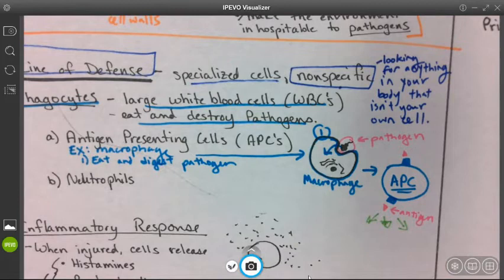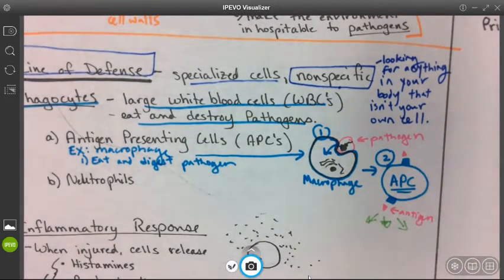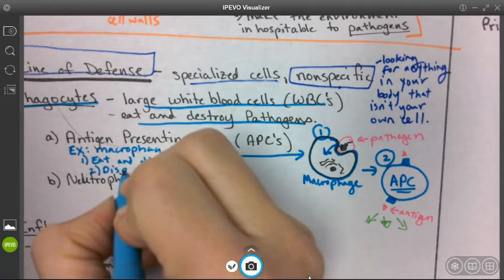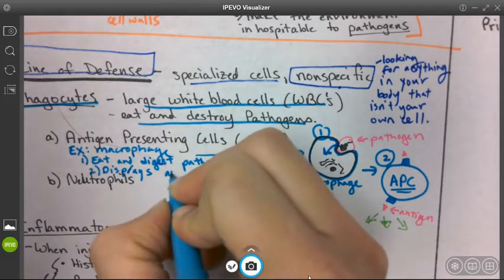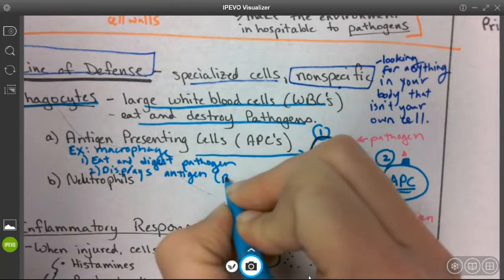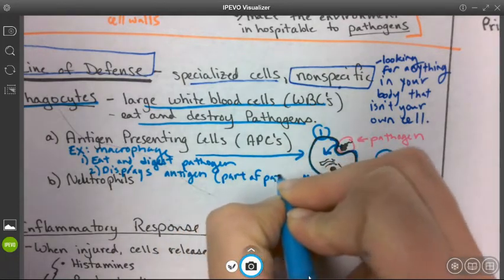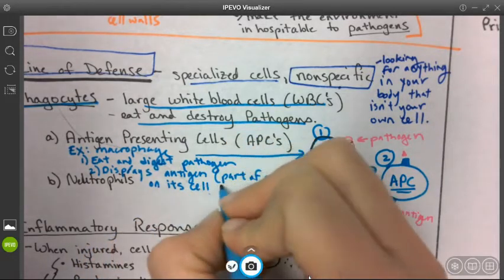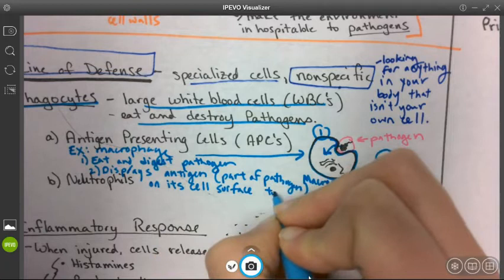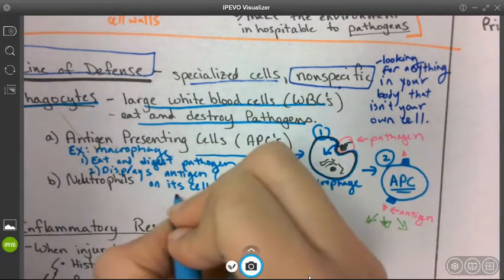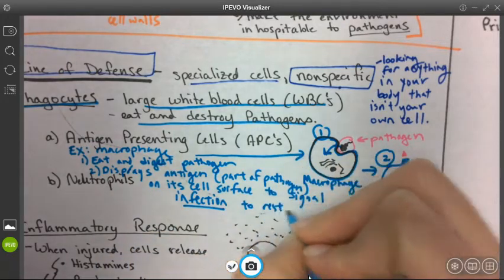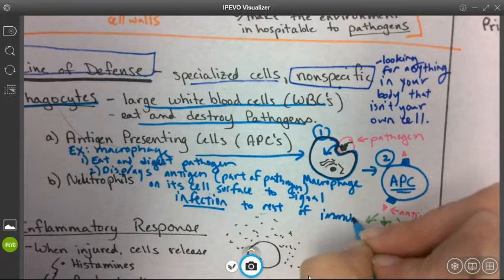So again, the macrophage eats and digests the pathogen. And the second thing, and this is the key thing it does to activate our more specific immune response, is it displays the antigen, which is part of the pathogen, on its cell surface to signal infection to the rest of the immune system.